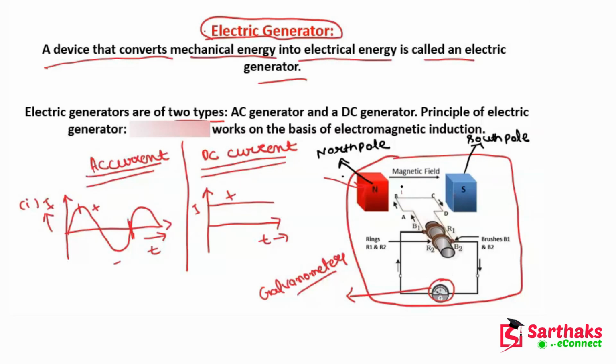Okay, now we know that the magnetic field always comes out from the north pole and enters the south pole. So this is the direction of the magnetic field. Now guys, this is the armature. You can see this is our armature, and there are two conductors, A to B and C to D, and this is our axle.